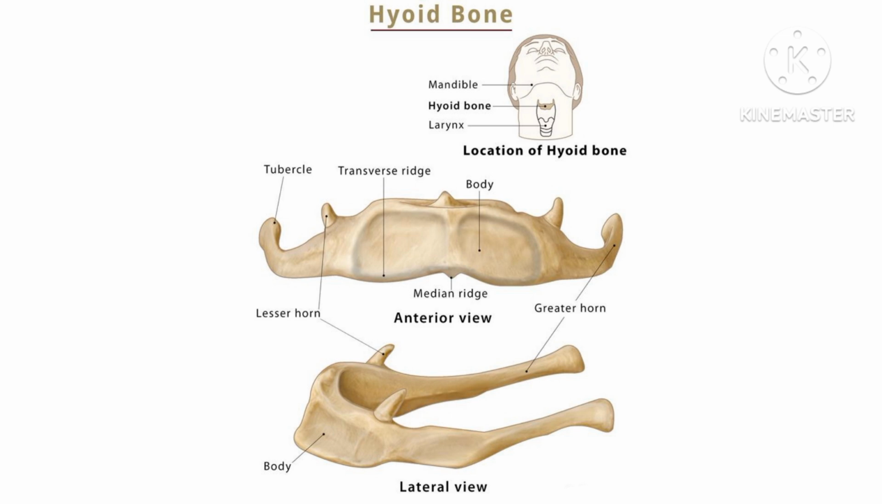Lesser horns or lesser cornua are small conical projections extending upward from the junction of the body and greater horns. They are connected to the styloid process of the temporal bone via the stylohyoid ligament. Lesser horns act as a pivot point for movements of the hyoid. They provide attachment for the stylohyoid ligament, which helps suspend the hyoid in position.